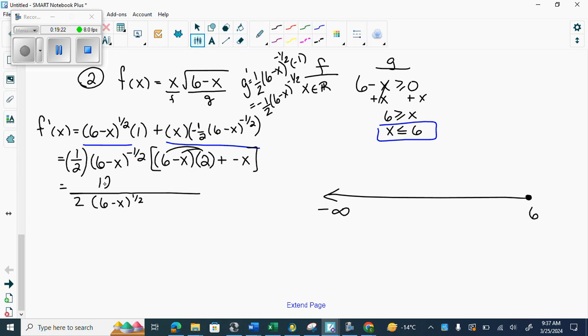I get 12 minus 2x minus x. And so on the top, I get 12 minus 3x over 2. What could I take out of the top? 3. Don't all answer at once. 4 minus x.